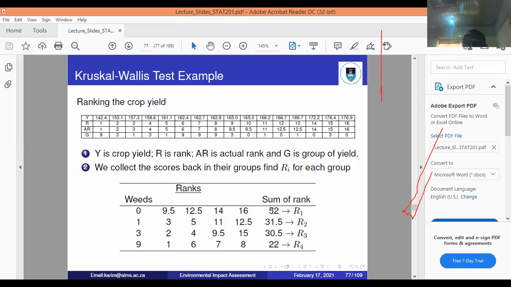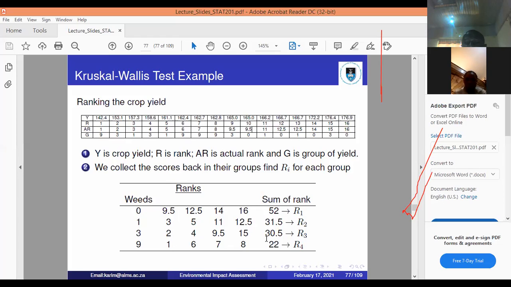Now we sum them. If we sum the ranks of width 0, we get 52. For width 1, we get 31.5. For width 3, we get 30.5. For width 9, we get 22. So here we have rank 1, rank 2, rank 3, and rank 4. Remember, the number of observations in each is 4, 4, 4, 4.